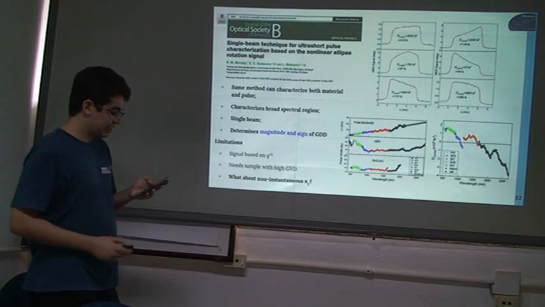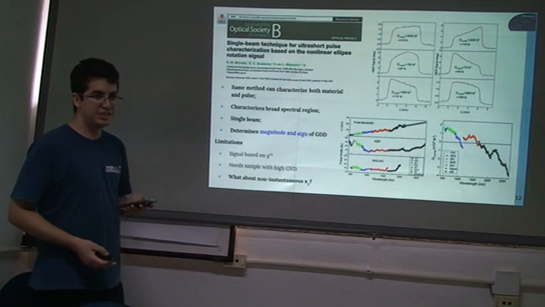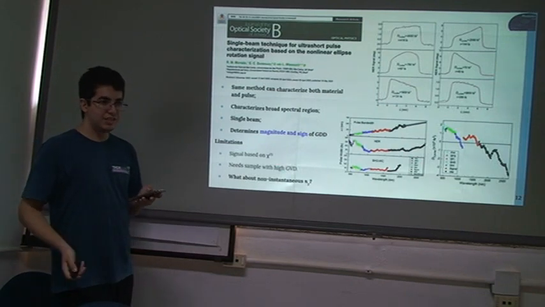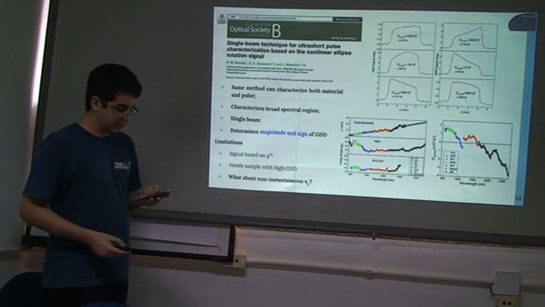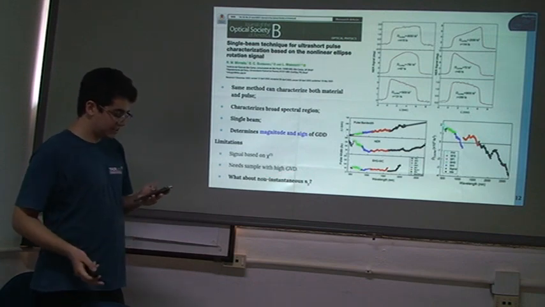This technique also has its limitations. For example, this signal is based on high χ(3), so you need higher intensities, and also you need samples with high GVD, or else you're going to have difficulties to fit the curves. But here we are interested in the case of using samples with non-instantaneous n2.